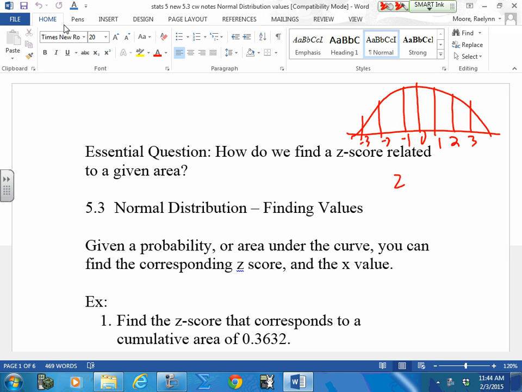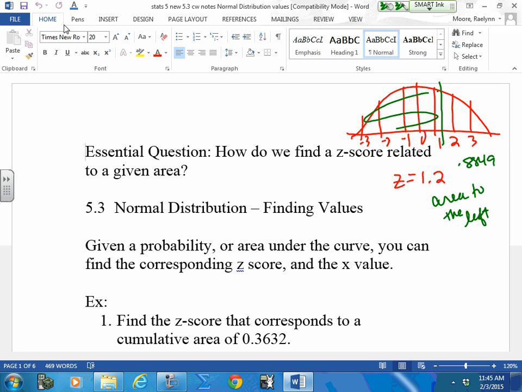So say I gave you a z-score of 1.2, and I asked you for your area to the left. How would you find the area to the left of a z-score of 1.2? Go to your chart. You can go to your calculator, and when you look up this area, it is the area to the left. So you go to your chart, you look up 1.2, and you get 0.8849.